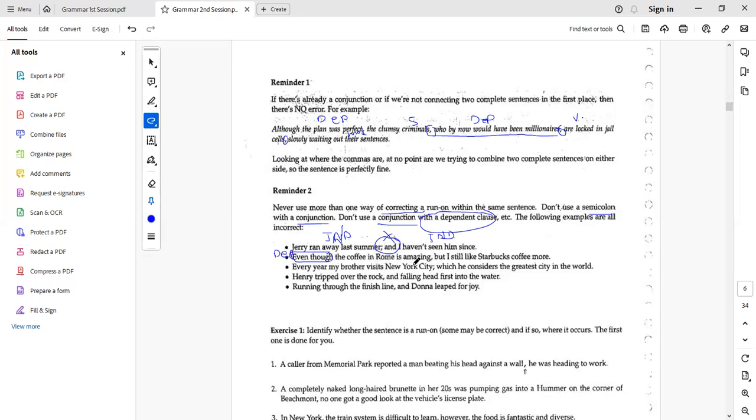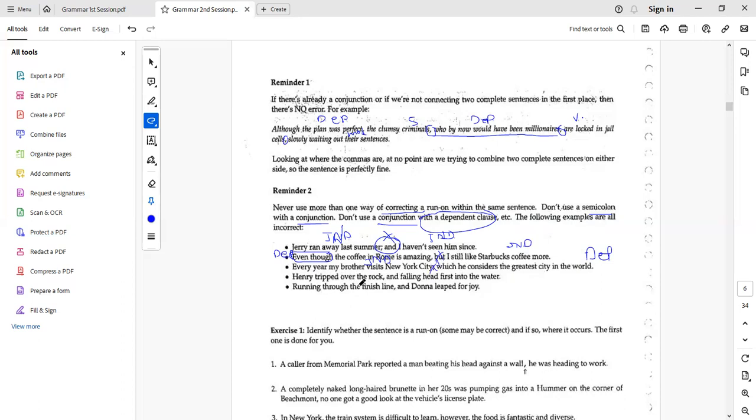And the coffee in Rome is amazing, but I still like Starbucks coffee more. This independent. But teacher, if we have dependent, then independent, don't put a conjunction. Every year, my brother visits New York City. Independent. Which he considered the greatest city in the world. Dependent. Don't put a semicolon between them. Put a comma or don't put anything.